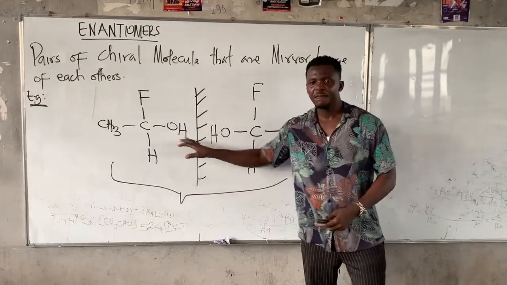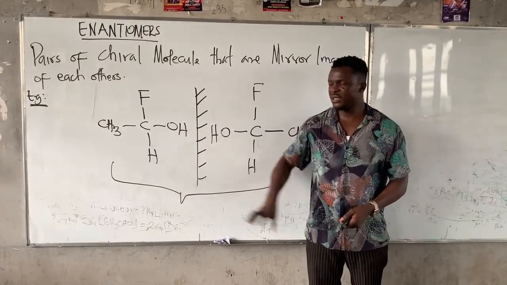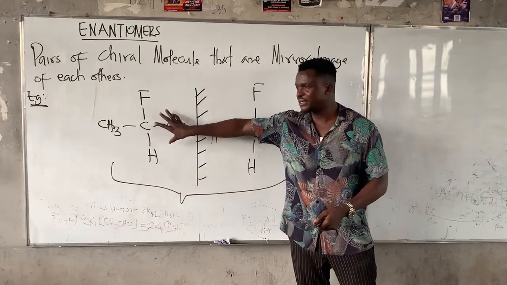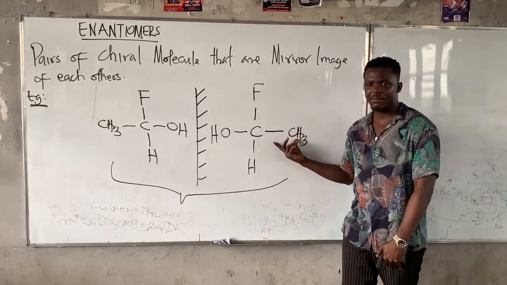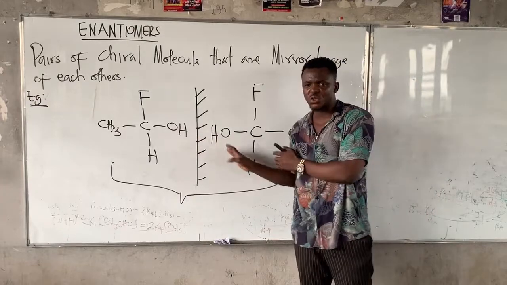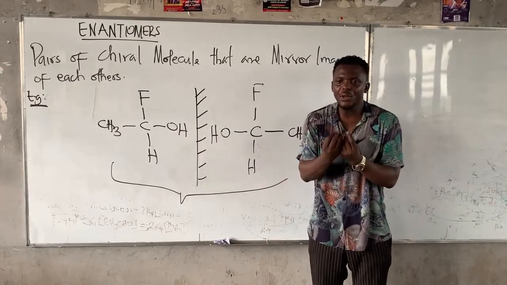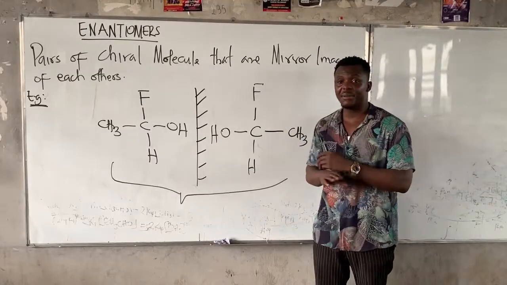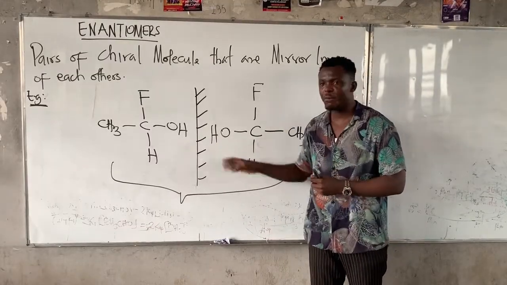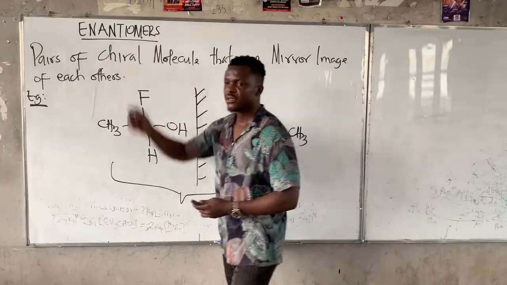A pair of chiral molecules. This one is chiral because it possesses a chiral carbon. This one is also chiral because it possesses a chiral carbon. Now, what is the relationship between these two compounds? They are mirror images. Apart from the sides, the up and down remain exactly the same. So these two compounds are called what? Enantiomers.